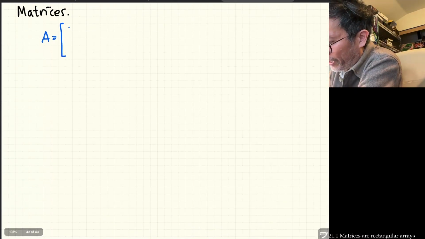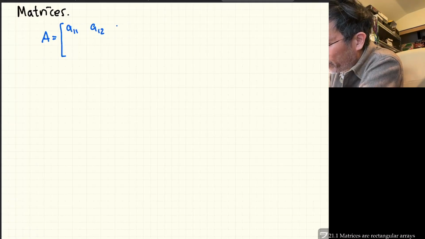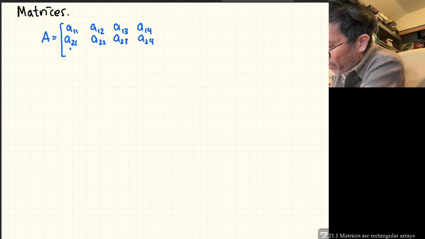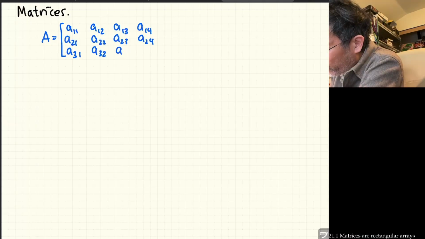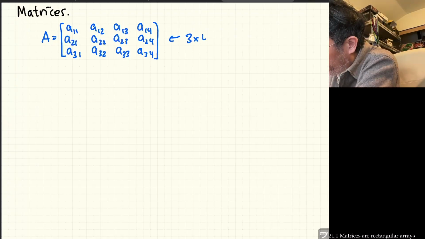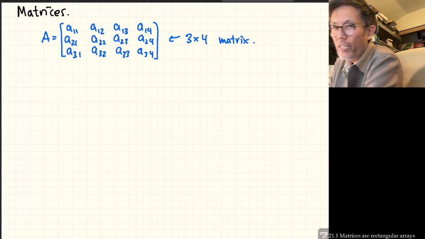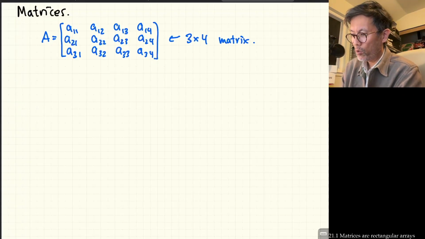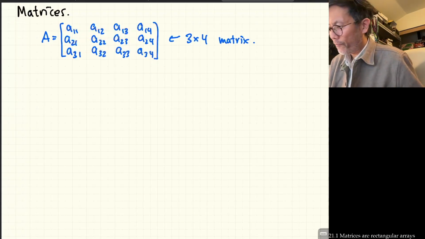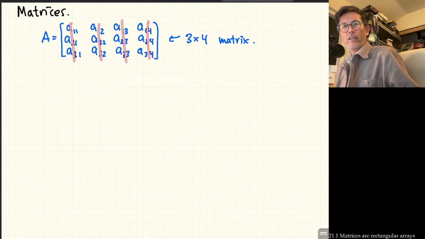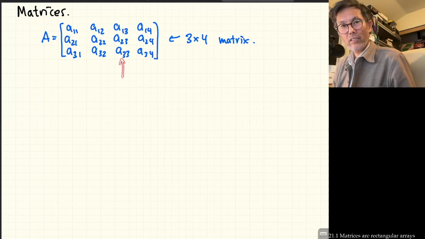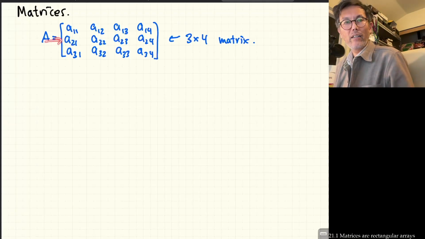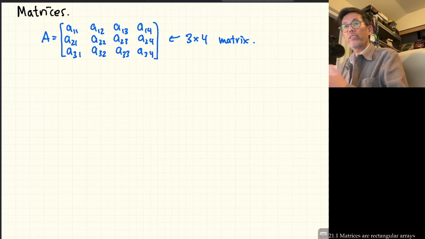So the first row I'll write as A sub 1,1, A sub 1,2, A sub 1,3, A sub 1,4, then A sub 2,1, A sub 2,2, A sub 2,3, A sub 2,4, and then A sub 3,1, A sub 3,2, A sub 3,3, A sub 3,4. This is what's called a 3 by 4 matrix. It's got 3 rows. Can you see them? 1, 2, 3 rows. And it's got 4 columns: 1, 2, 3, 4. So when I talk about the third column, I'm talking about this column. And when I talk about the second row, I'm talking about that row there. Okay? So this is a 3 by 4 matrix.